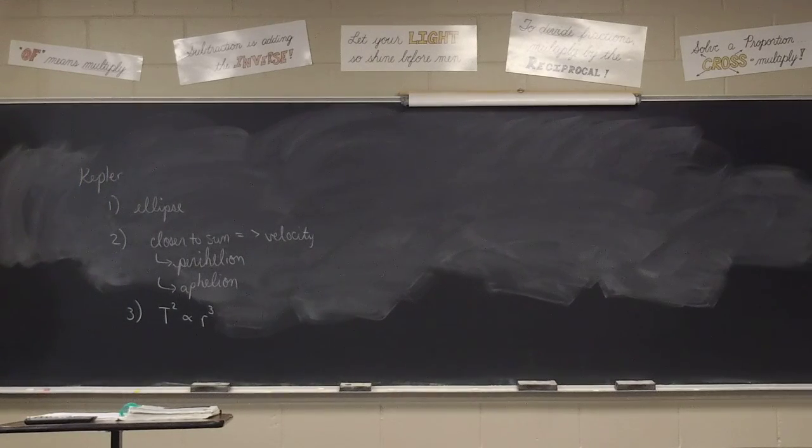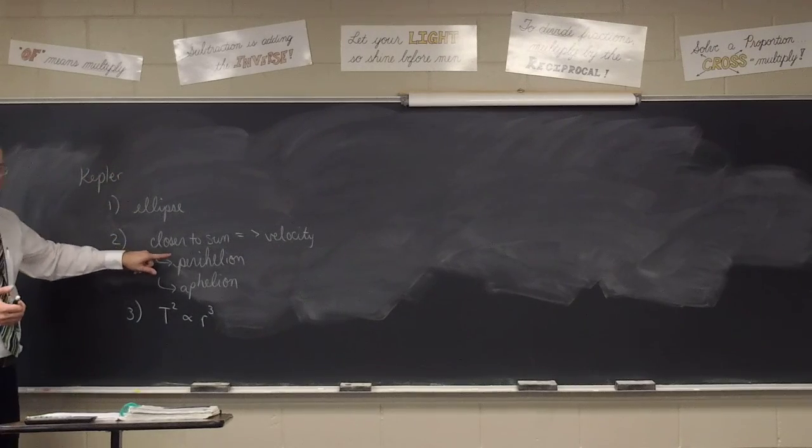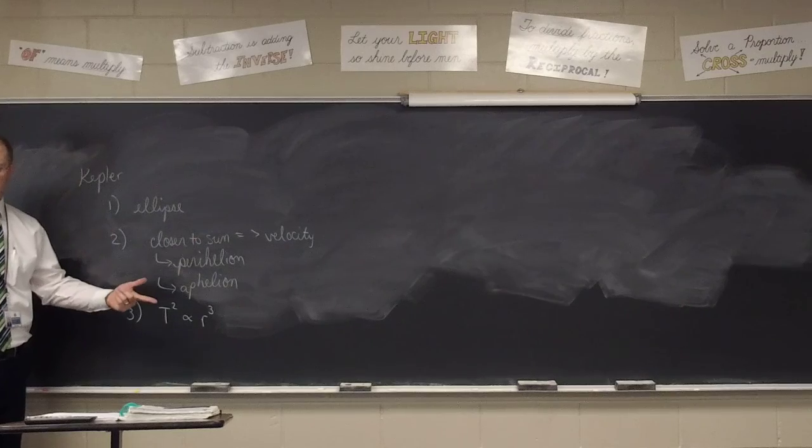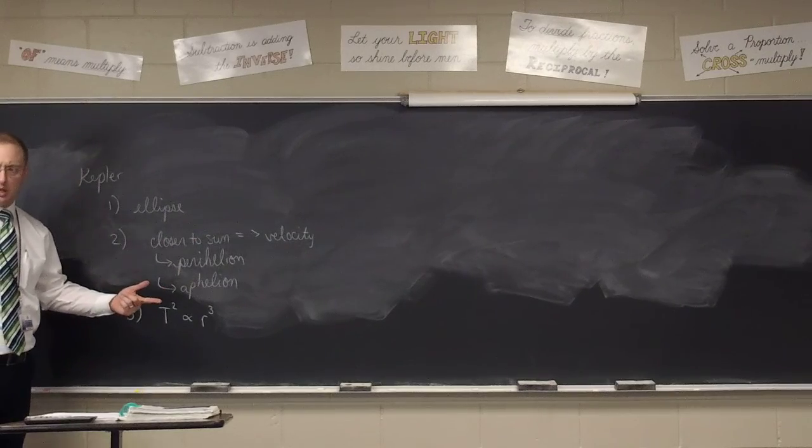Why does it go around in an ellipse? Why does it go faster when it's closer to the sun? Why does it take longer to get around if it's further, but why especially these two? If it's going to speed up, that's a change in velocity, an increase in velocity. That's acceleration.